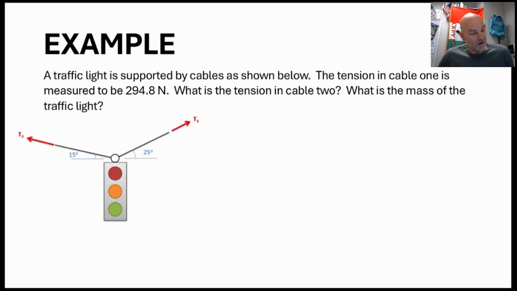Okay, so if we draw our free body diagram, you have the traffic light down, which we don't know the mass. You have tension 1 at 25 degrees. You don't have to write the angles on, I just like to do it so we remind ourselves. Tension 2 is going to be at 15 degrees. On the AP Physics 1 free response section, this would be your free body diagram.